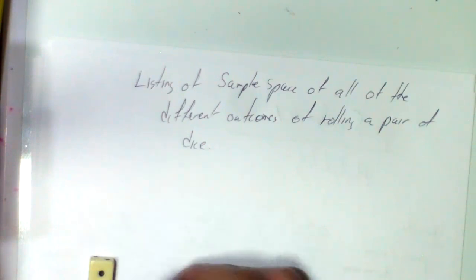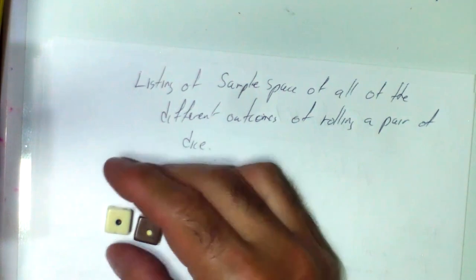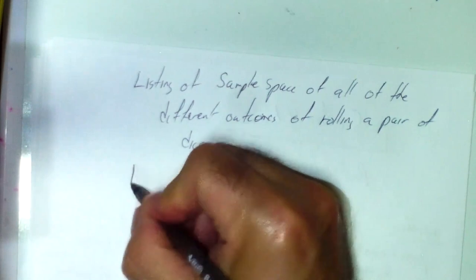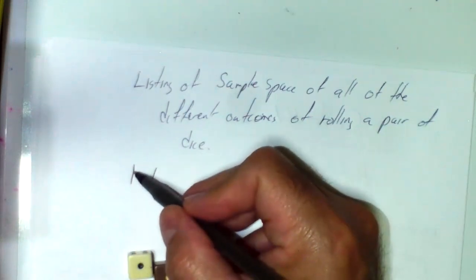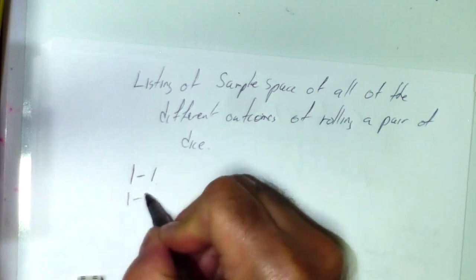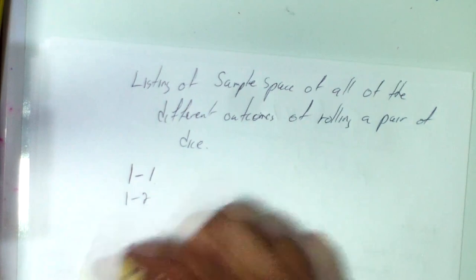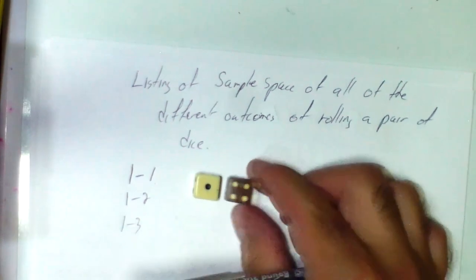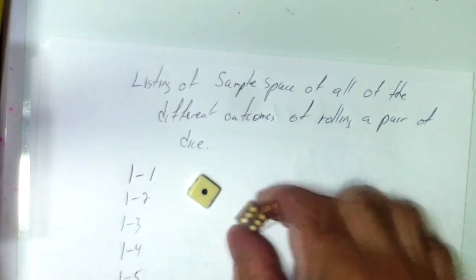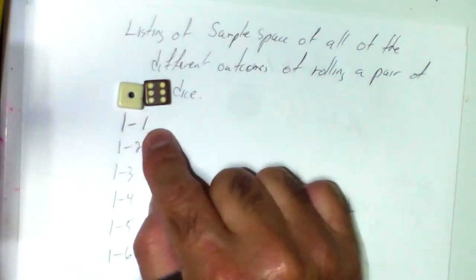So one of the first occurrences that can happen when you roll the dice is you get a 1 and 1. I'm going to label 1-1. This is the observation from the top, of the ivory, and then the brown is a 1. So there's 1-1. You can also have a 1-2, 1-3, 1-4, 1-5, and 1-6. Left is ivory, brown is the right.